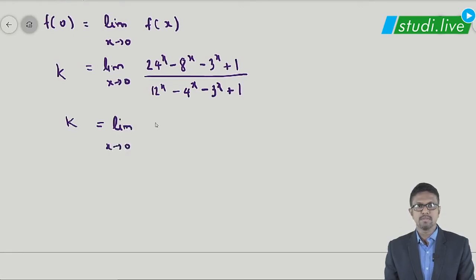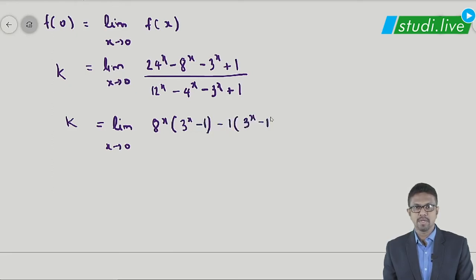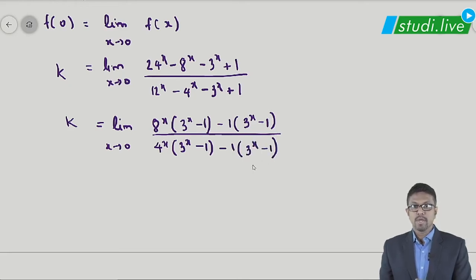Okay, this is 8 raised to x taken out common. What is left is 3 raised to x minus 1. In the second part, I can take minus 1 common. What is left is 3 raised to x minus 1. Upon, for the denominator, I can take 4 raised to x common. What is left is 3 raised to x minus 1. And again minus 1 common. What is left is 3 raised to x minus 1.